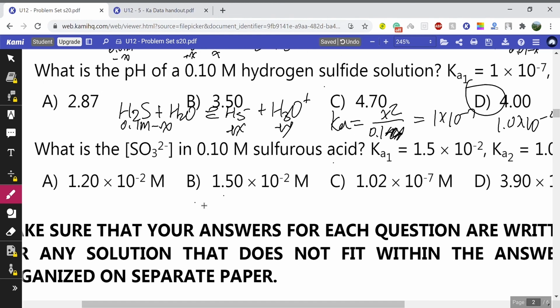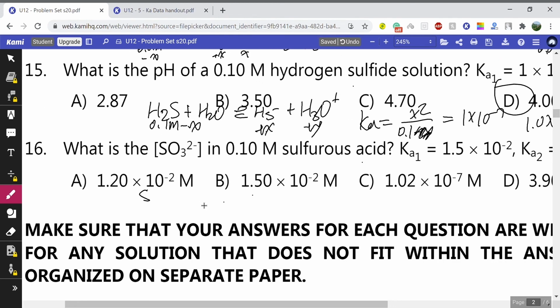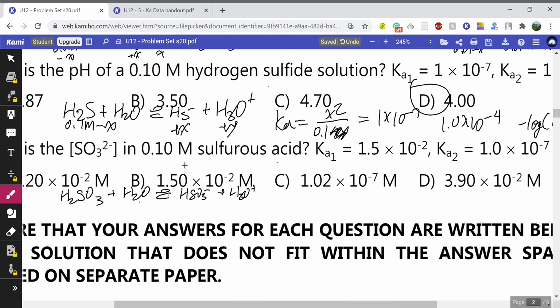So the first acid is H2SO3. Let's put that into water, which forms an equilibrium with HSO3 minus plus H3O plus. However, that is not enough because we need the concentration of SO3 2 minus. So we're going to do a second step, donating our second proton as well: HSO3 minus plus H2O forms an equilibrium with SO3 2 minus, which is what we need, plus H3O plus.